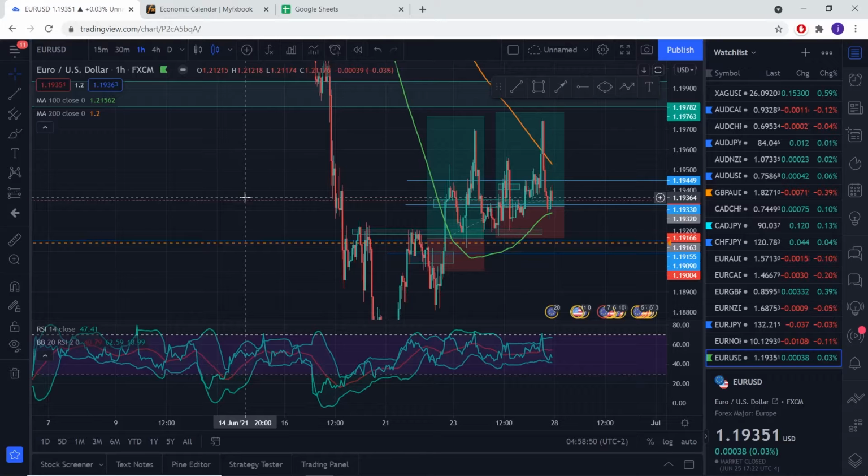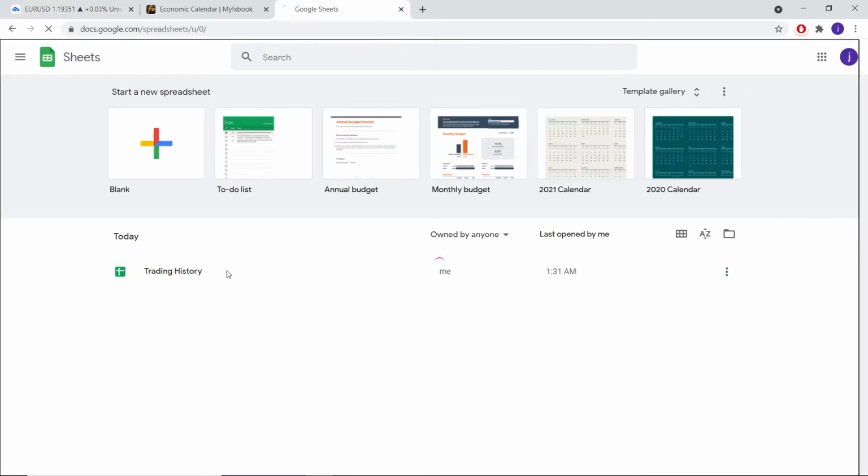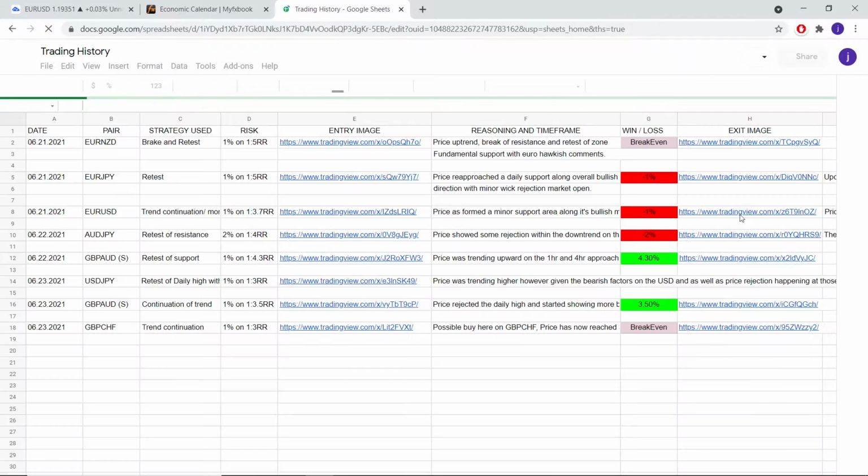And today what we're going to do is a little bit of chart analysis on the last few trades that were taken last week. Alright. So as you can see here, I have my trading history.